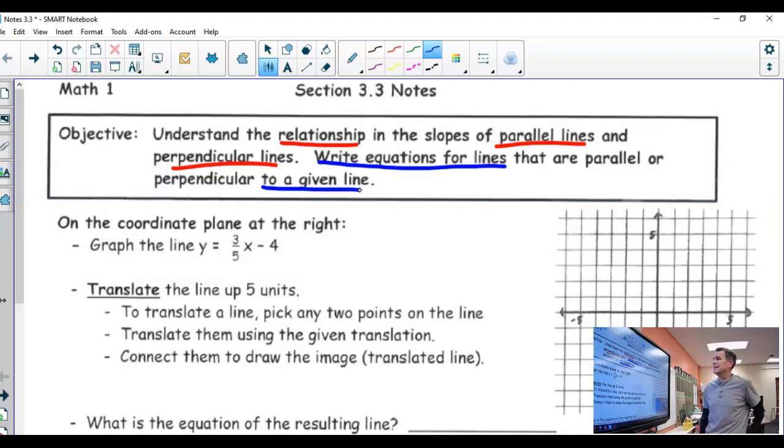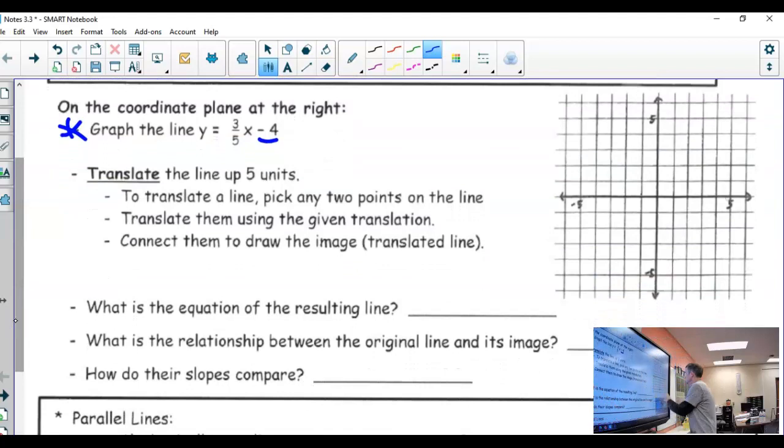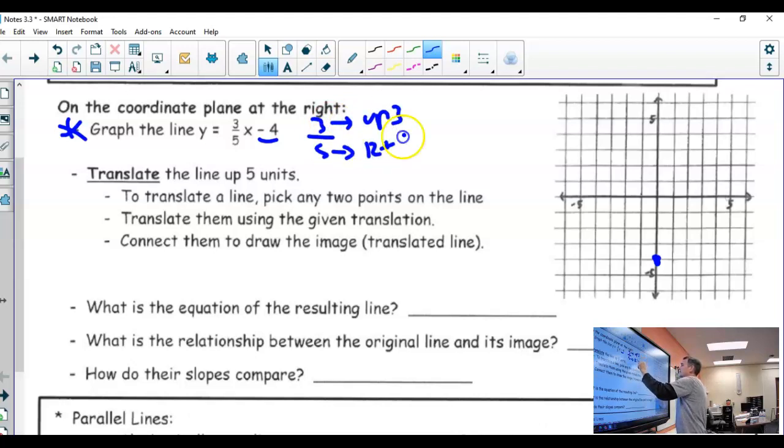So on the coordinate plane at the right, it wants us to graph this line. This should be an easy skill from Chapter 2, right? It's got a y-intercept of -4. I'm going to slide up a little bit here. It's got a slope of 3/5, and of course 3/5 means to go up 3 and right 5. So 1, 2, 3, 1, 2, 3, 4, 5. Boom, I have drawn the line.